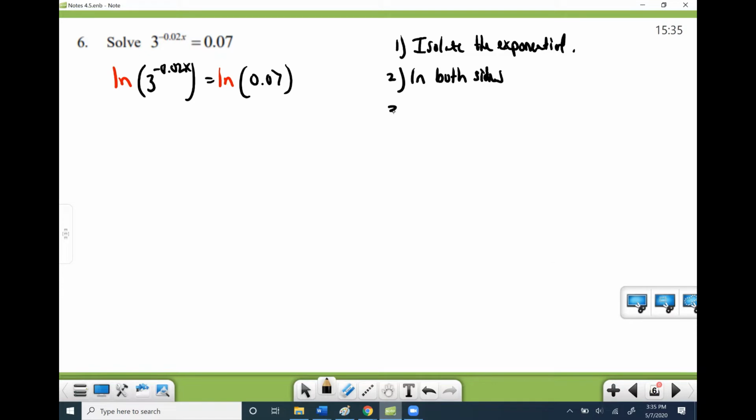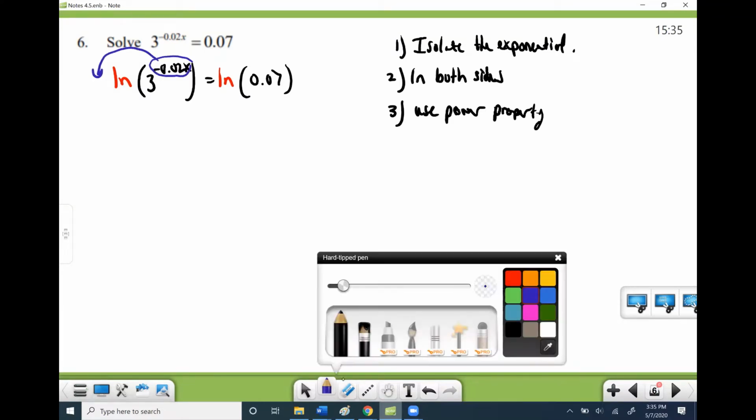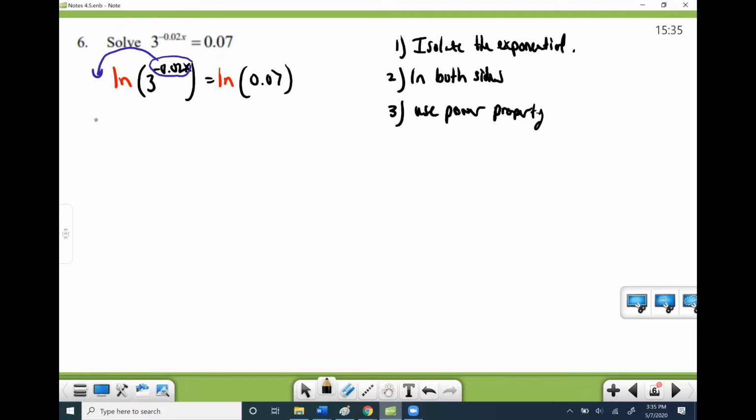Step 3, use the power property, right? So the power property is what says, hey, this exponent can drop in the front. So I'm going to drop that exponent in the front. Now I have to isolate the x. Step 4 is just to solve, right? Get x by itself, solve.